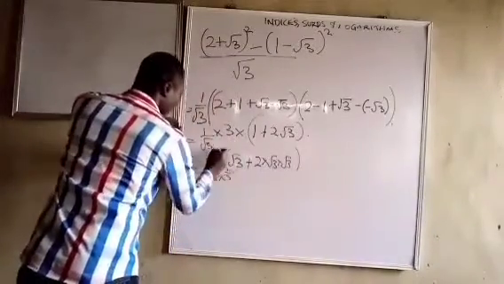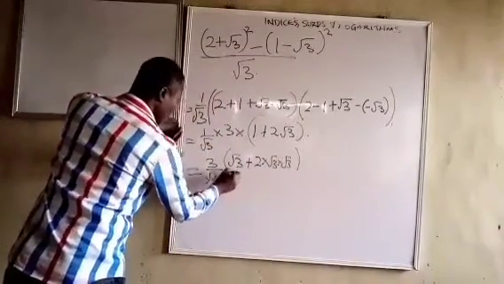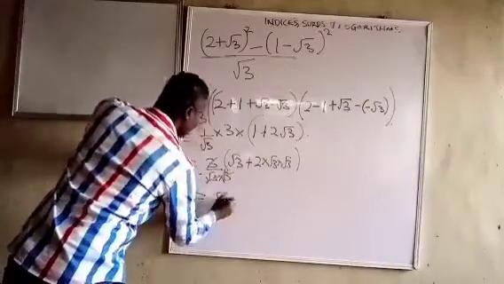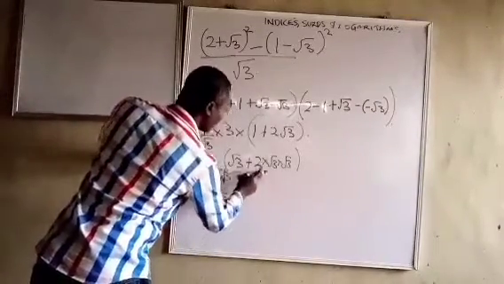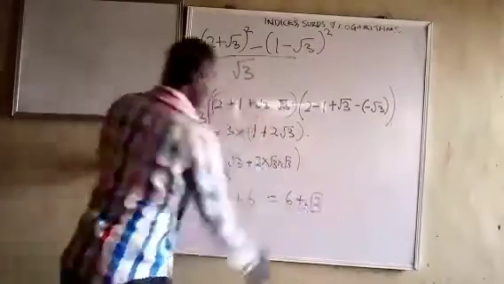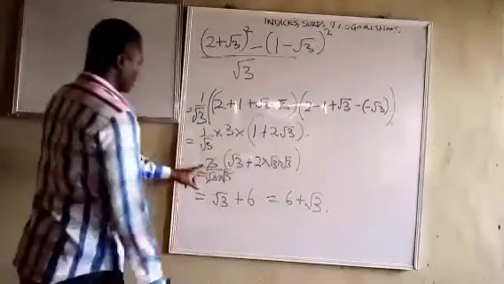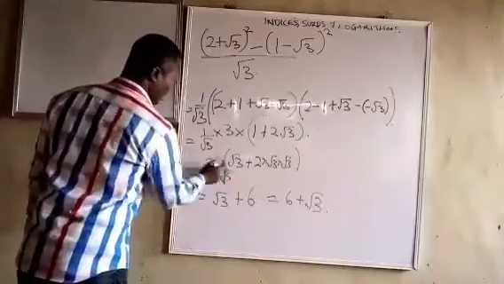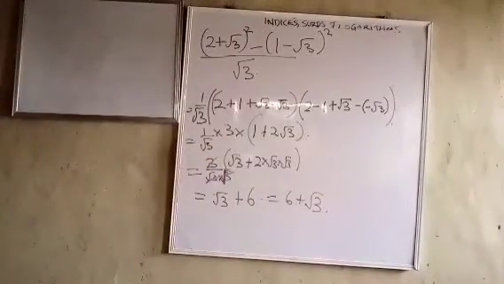So this one cancels. Okay, root 3 please. This one cancels this. So I'm going to have root 3 plus 6. So my answer is 6 plus root 3. Please, this one, I multiplied the denominator and the numerator by root 3 here, to cancel this and to make everything a single expression.